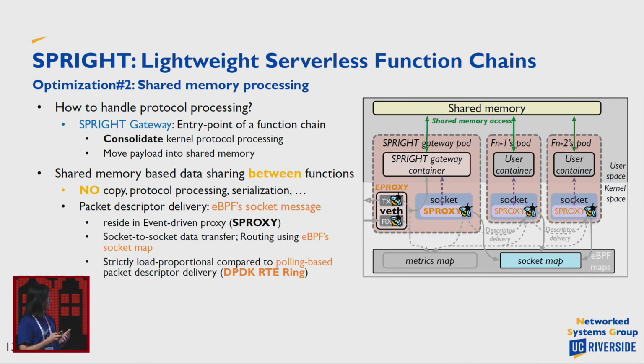And because shared memory processing relies on the packet descriptor, which is actually a pointer to data in the shared memory, we fully exploit our event-driven proxy in supporting shared memory processing. So we use this eBPF socket message, which resides in our sProxy, to deliver packet descriptor between functions. And the routing is supported by eBPF socket map. And because of this event-driven based processing, we are strictly load proportional compared to a polling-based approach like DPDK RT ring, which constantly consumes CPU resources.